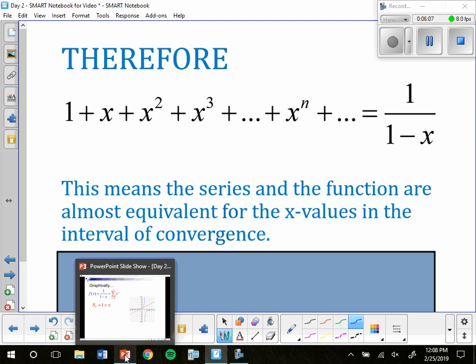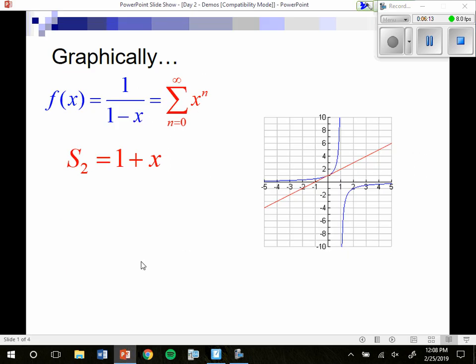To investigate this, I want to look at a PowerPoint that I did not make, so don't judge me. In blue, I have the rational function 1 over 1 minus x graphed. Do you see that that's a rational function? You see that asymptote? It looks like 1 over x. It's just been shifted.